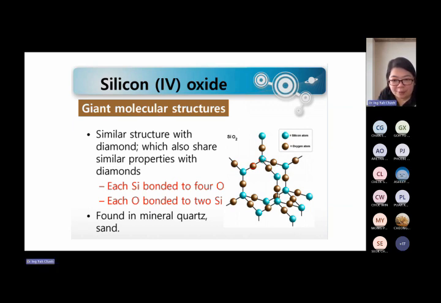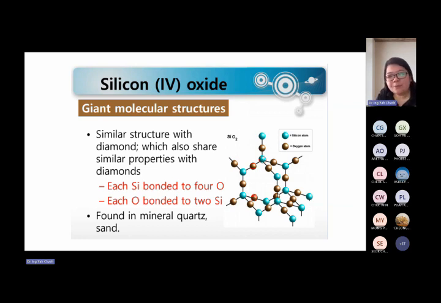Again, find another one. Here is a brown one, bonded to 2 silicon. There is no way to explain this within your syllabus. This is actually beyond your syllabus, why it is arranged like this.